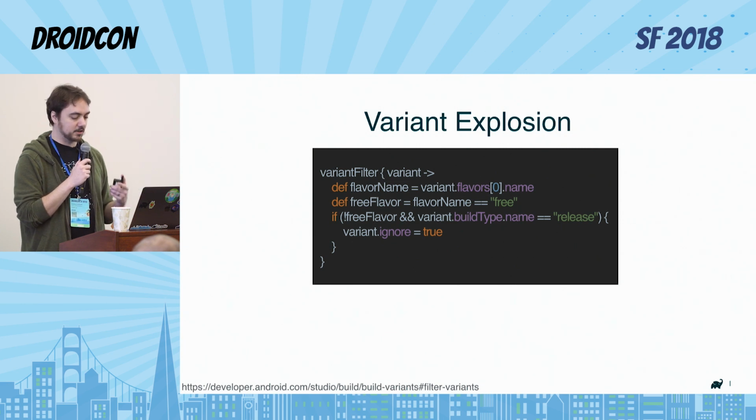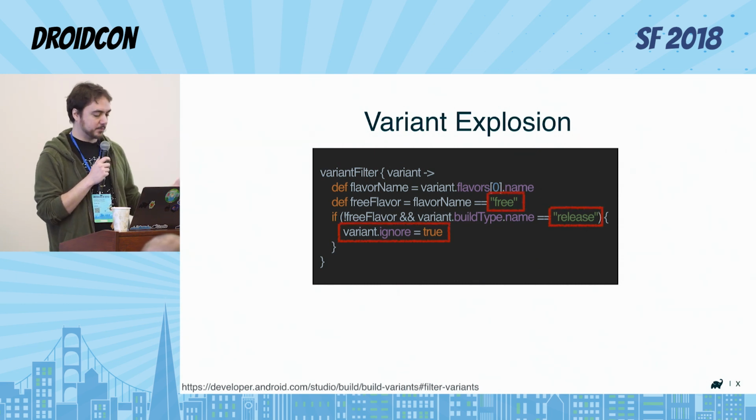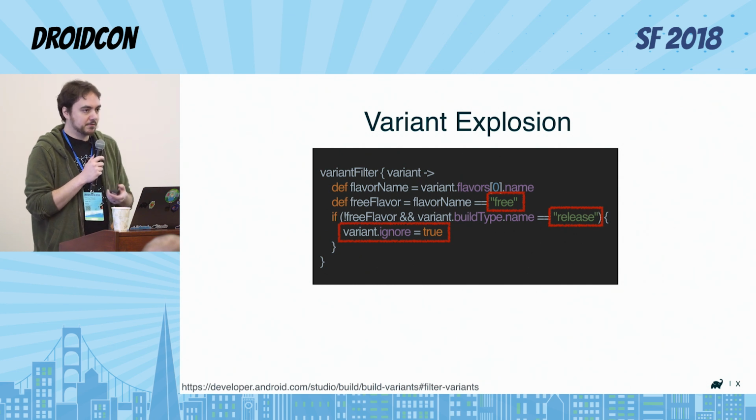And the Android plugin has to configure all of them eagerly at configuration time. Dozens, hundreds of tasks are created and configured for each of these variants, and you won't even use most of them. In this example, we imagine that we have free and paid flavors. Obviously, you never release a free version of your app, so you ignore that variant.